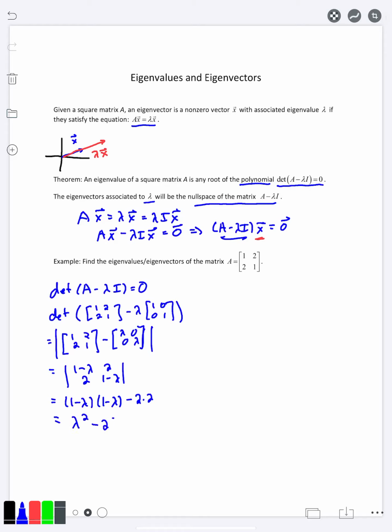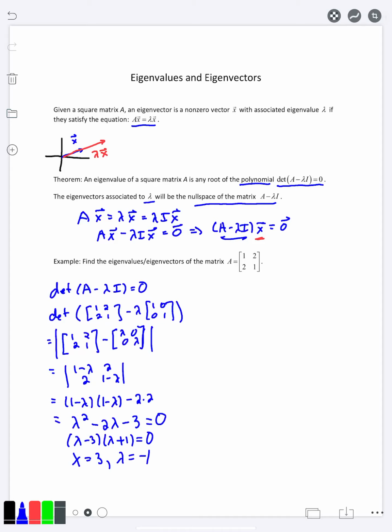We can go ahead and simplify some things here. It's going to work out to be lambda squared minus 2 lambda minus 3. And we set that equal to 0. We're trying to solve this equation here. Generally, we're going to be given examples where we can factor it. And we can factor this one. Lambda minus 3 times lambda plus 1. And so we're going to get two different eigenvalues here. Lambda is 3 and lambda is negative 1. So here are our eigenvalues.